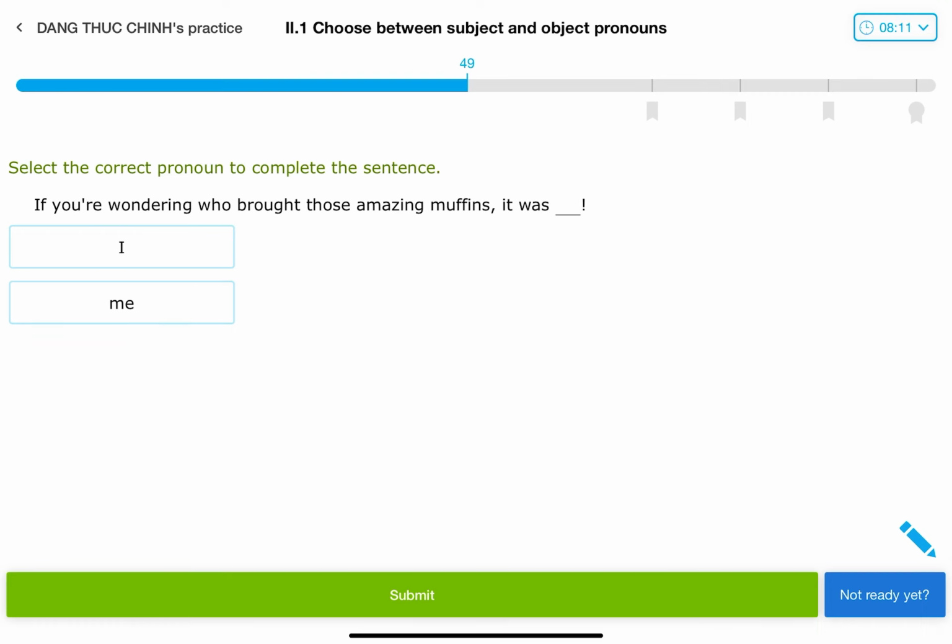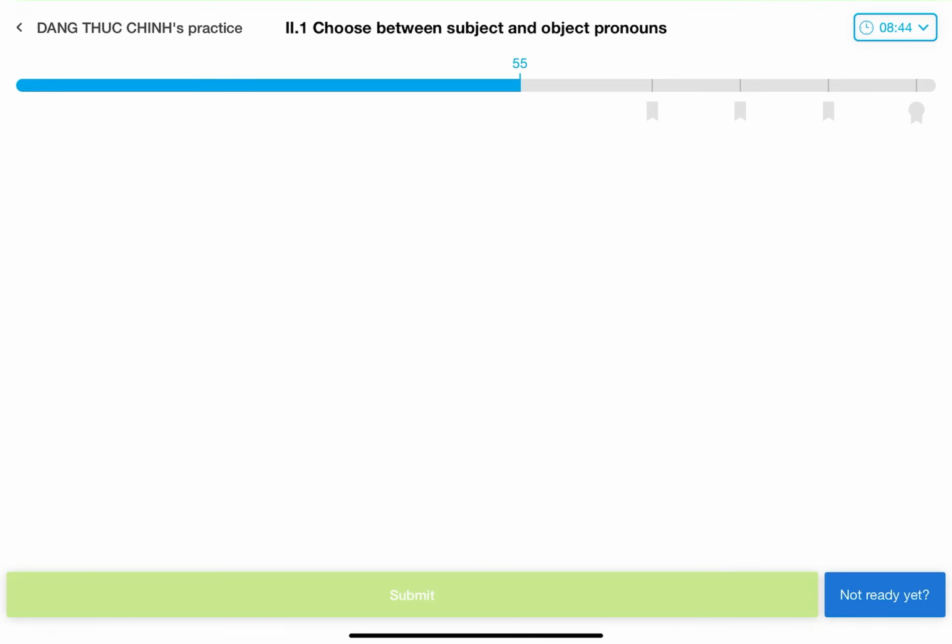If you're wondering who brought this amazing muffin, it was me. Wait, do we use I? Because this kind of expresses which one is the subject. If you're wondering who brought the amazing muffin, it was I. I brought the amazing muffin. Me brought the amazing muffin? I think it's going to be I. It fits in better.